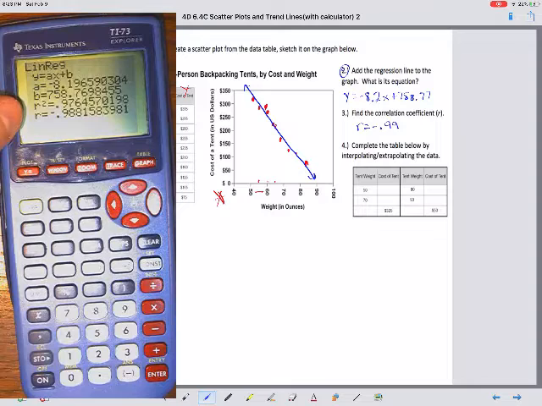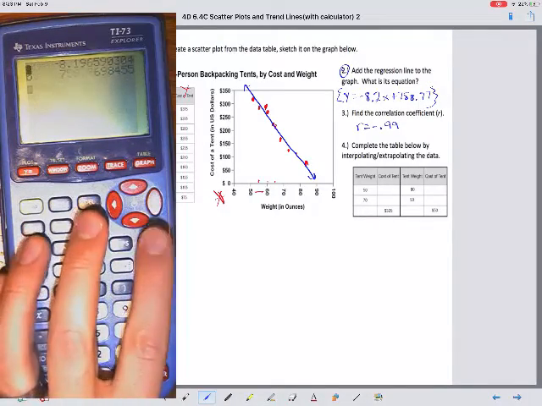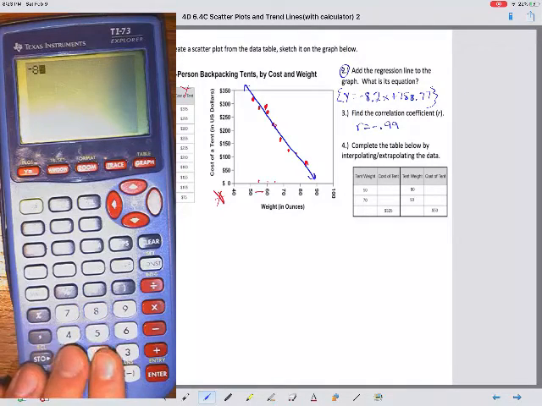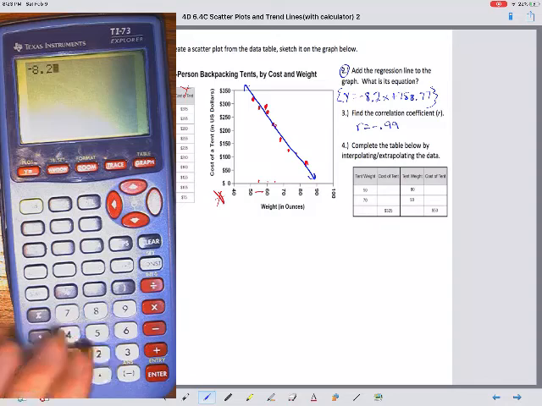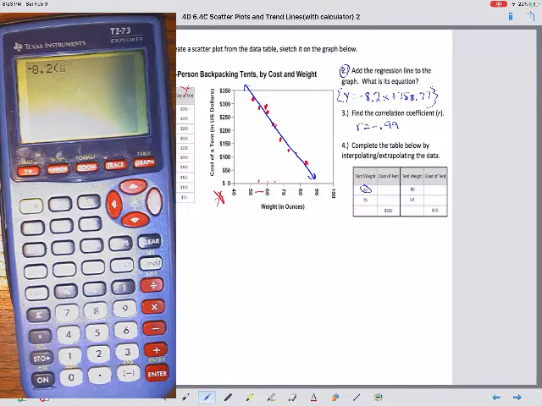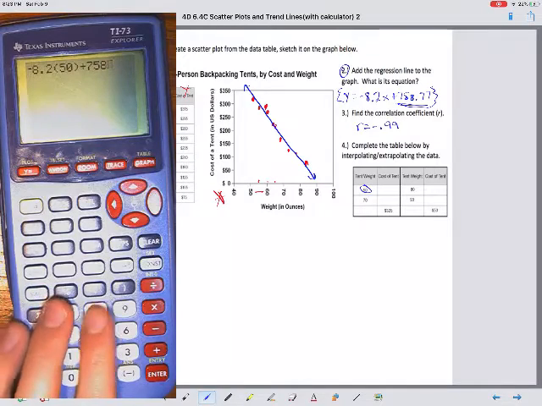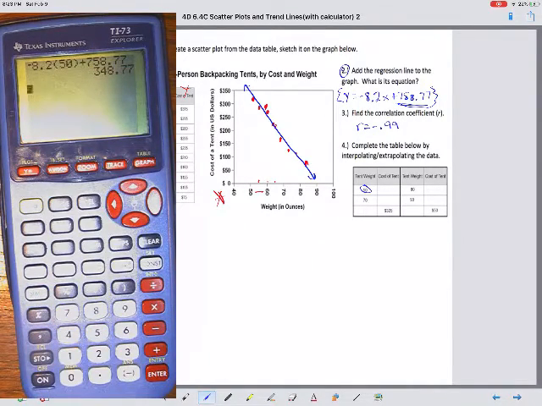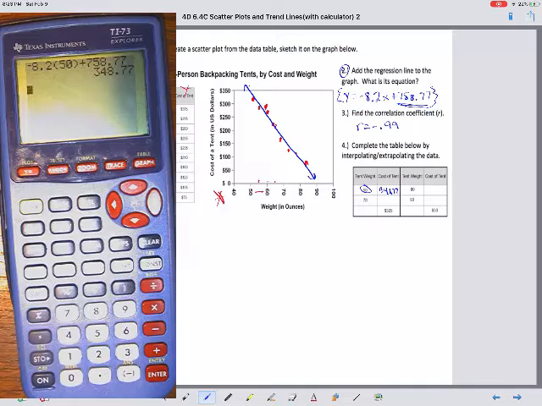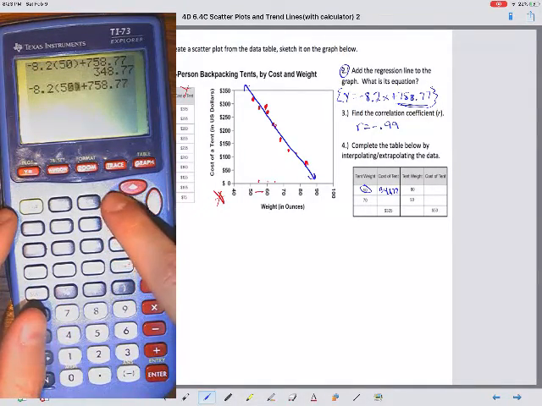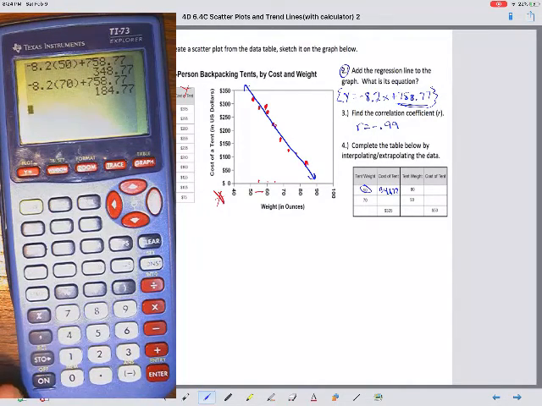And then it says complete the table below by interpolating or extrapolating. So that's where my equation is actually going to come into play. So let's clear off my screen over here. Negative 8.2 x, and the x is going to be 50 on this first one. So let's type in 50. Plus the 758.77. So when the tent weight is about 50 ounces, the cost of the tent is probably going to be around $348.77. We can replace that with 70, so when it's 70 ounces, it's going to be about $184.77.